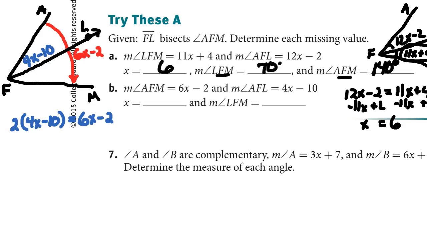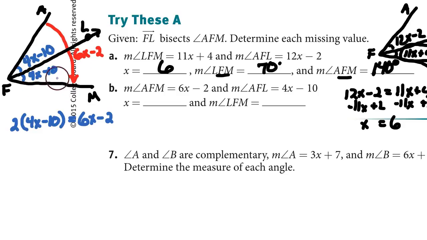Here's the solution to question B. Over here on the left side, I've drawn angle AFM and then drawn ray FL to split the angle into equal sized pieces. I've then labeled 6x minus 2 as the large angle and 4x minus 10 as one of the small angles. Remember that if that is an angle bisector, then the other small angle is also 4x minus 10.